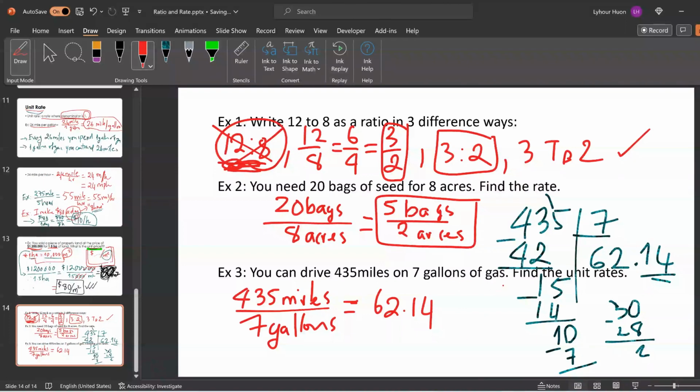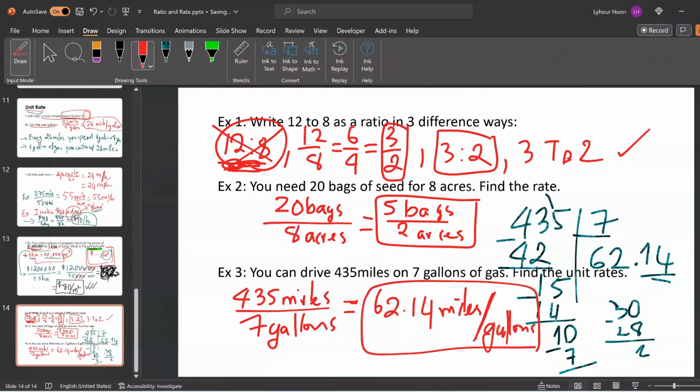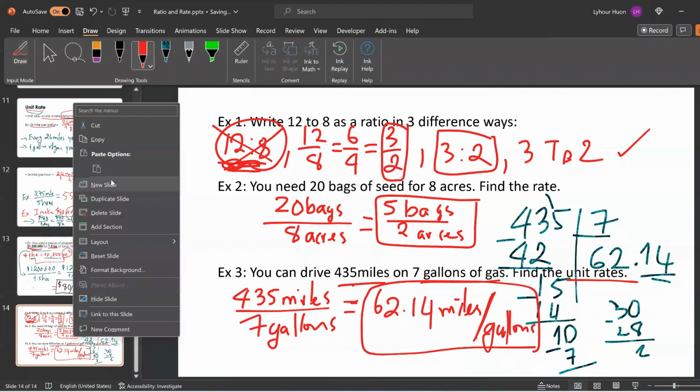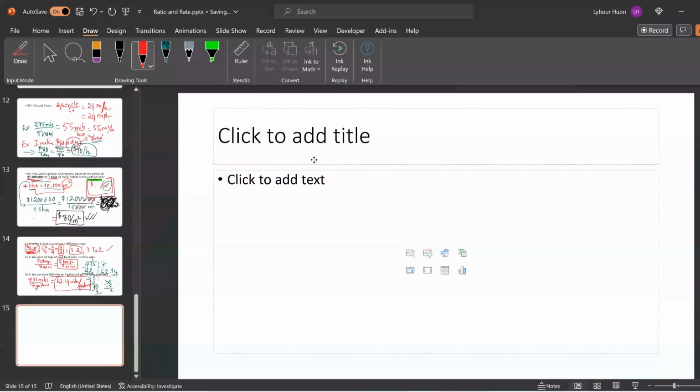What is the unit? Gallons? No, miles. The unit for speed is miles per hour, but here the unit is miles, and we use 7 gallons of gas, so it's miles per gallon. When it comes to unit rate, it always has the word per, like this per this. Miles per gallon.